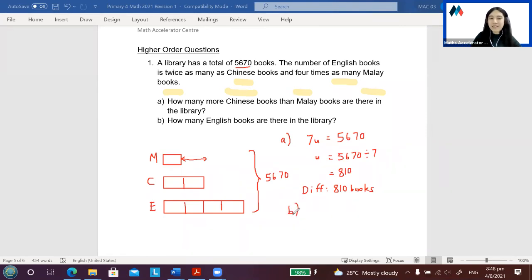Yeah, very good. So for your part B, how many English books are there in the library? If 1 unit is 810 books, yes, very good. If 1 unit is 810 books, 4 units is 810 times 4, right?